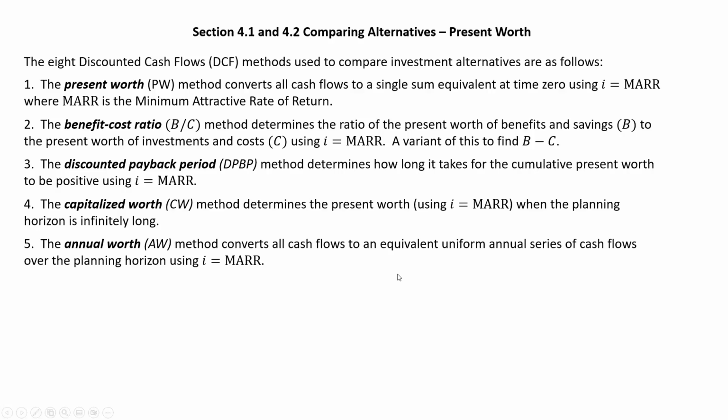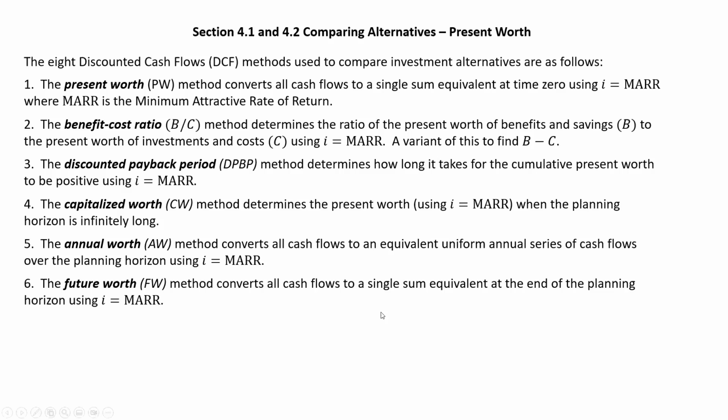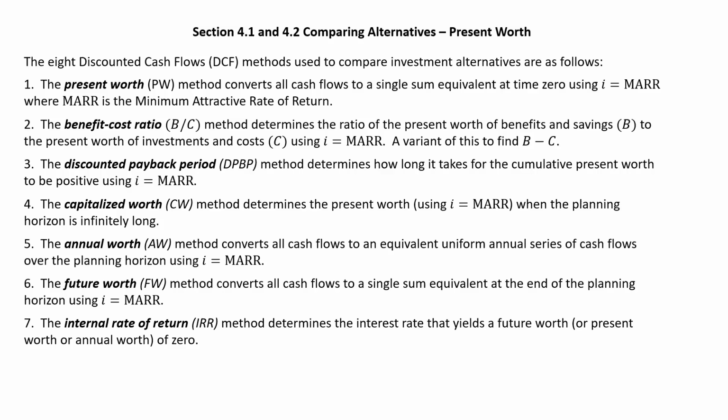The annual worth method converts all cash flows to an equivalent uniform annual series of cash flows over the planning horizon using I equals MARR. Kind of like the present worth, figure out the annual worth of each one of them. That A, the uniform series stuff that we did. So find that A and compare them. The one with a bigger annual worth is the one that you want to go with. Okay. Future worth. I'm sure this is fairly straightforward. Just as we found present worth, you could convert everything to the future and see which one is bigger and base your decision on that.